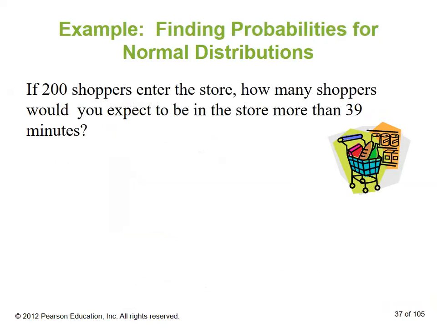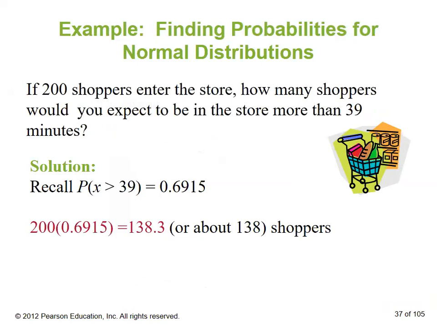Multiply 0.6915 times what? That's it. And that would be about 138 shoppers. We'll round down a little bit on this one since it's just barely over 130. I'm sorry, what? On this question, if it is using the information you just found, no, you wouldn't have to.